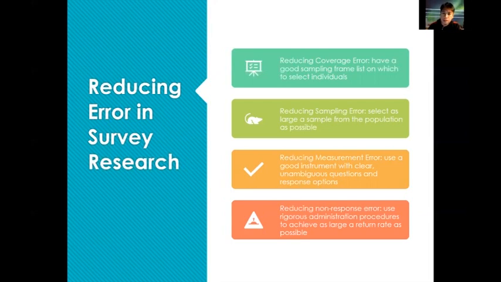So in order to reduce this error, there are several steps that we can take. For example, in order to reduce the coverage error, you need to have a good sampling frame. In order to reduce sampling error, you need to have as large a sample as possible. And to reduce measurement error, you need to use a good instrument with clear and unambiguous questions. And if you try to reduce the non-response error, we need to use rigorous administration procedures to achieve as large a return rate as possible.